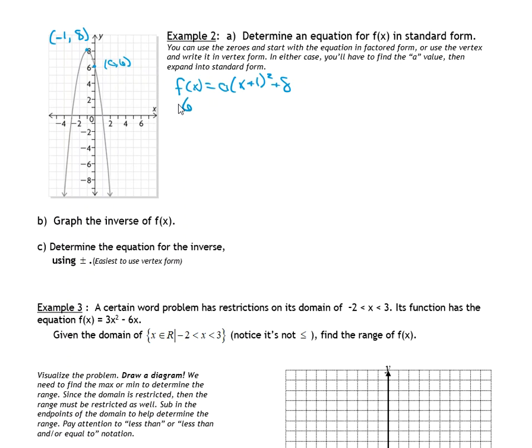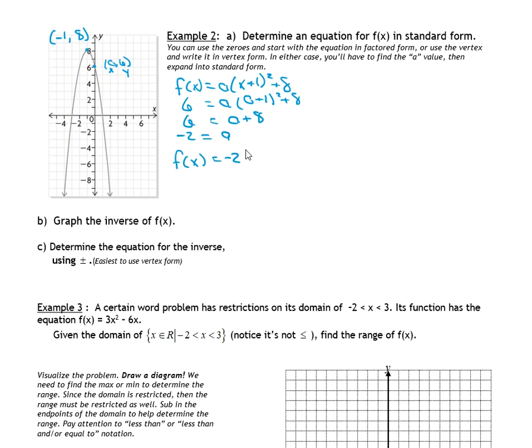So the 6 goes here. It's always helpful to label. This is my x, this is my y. 6 goes here, 0 plus 1 squared plus 8. That gives me 6 equals a times (0 plus 1), so that's 1 squared, 1, so that's just going to be a plus 8. Bring the 8 over and we get -2 equals a. So my function in vertex form is -2 times (x + 1) squared plus 8.